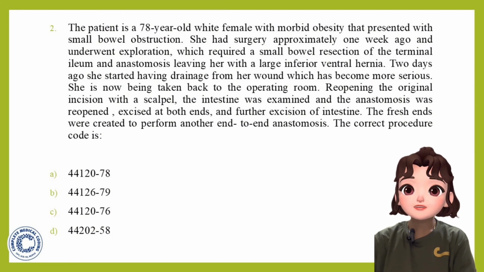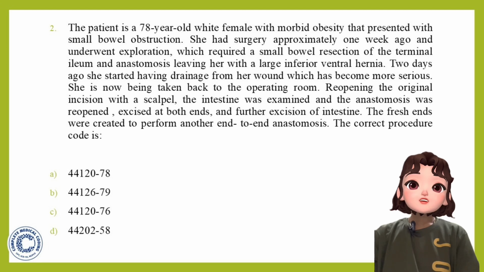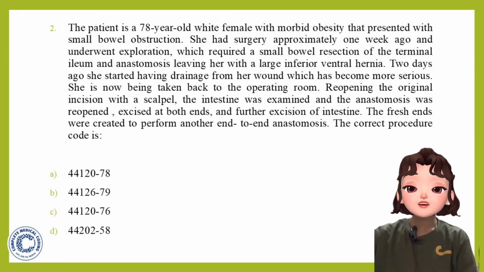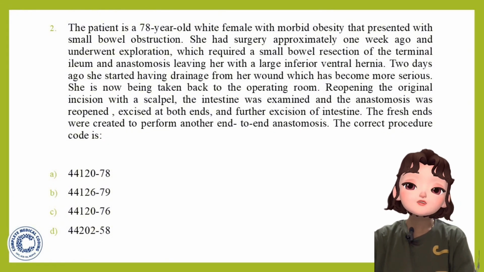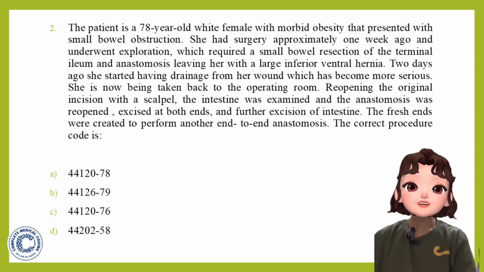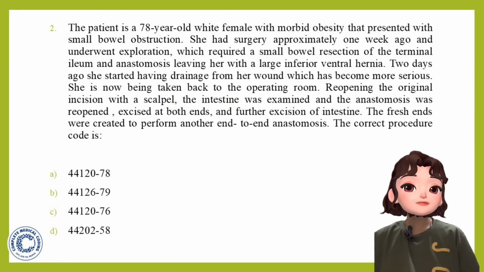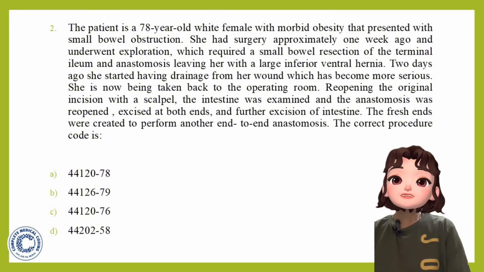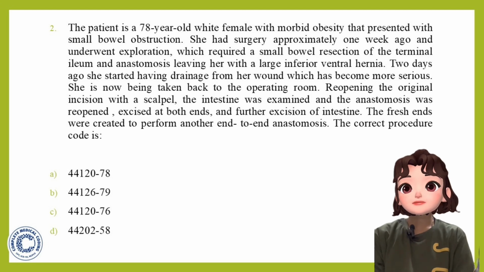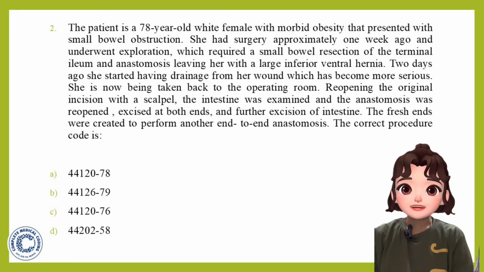And which modifier should you use, 78 or 76? The 78 modifier is unplanned return to the operating room by the same physician. That is modifier 78. And if you check modifier 76, that is a repeat procedure. 78 is unplanned return to the operating room by the same physician for a postoperative procedure, and modifier 76 is the repeat procedure by the same physician. Which is applicable here? Yes, it is 78, right? Because it's an unplanned procedure. Sorry, unplanned return to the operating room.